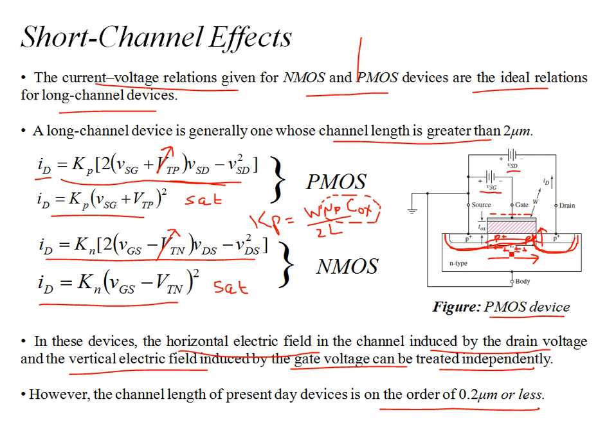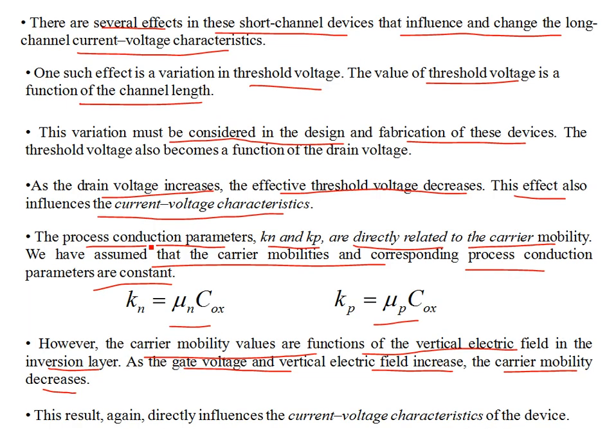So again, your drain current characteristics, which are dictated by these equations for the ideal long channel, no longer hold for short channels. So the story is different. As the gate voltage and the vertical field increase, the carrier mobility decreases, thereby decreasing the conduction parameters Kn and Kp. So this result again influences the current voltage characteristics of the device.